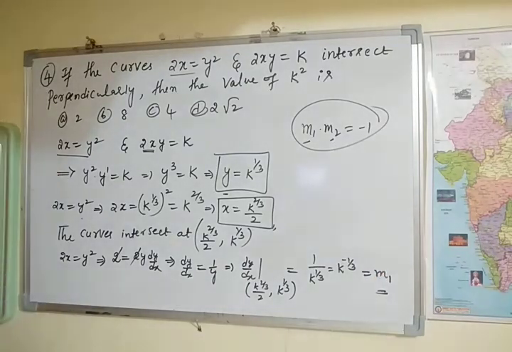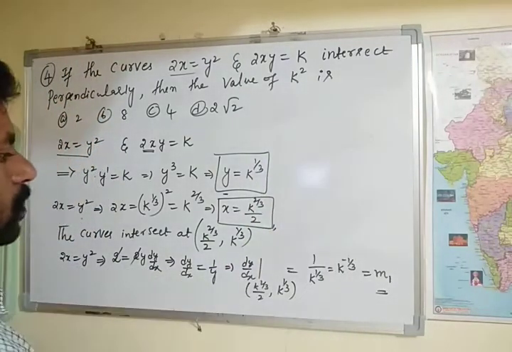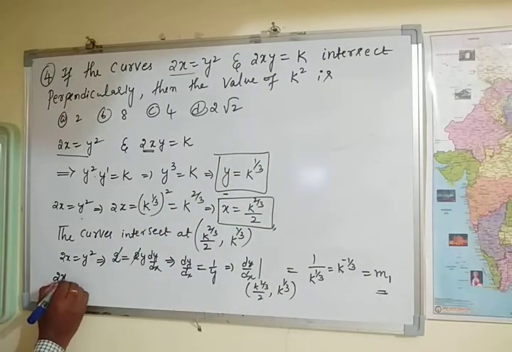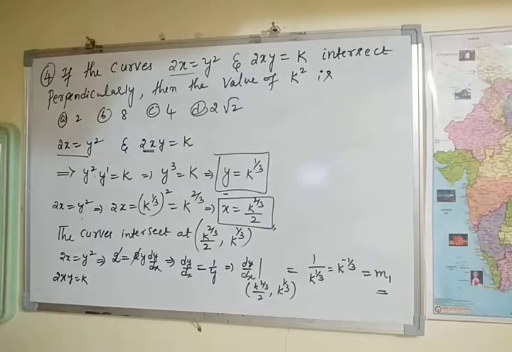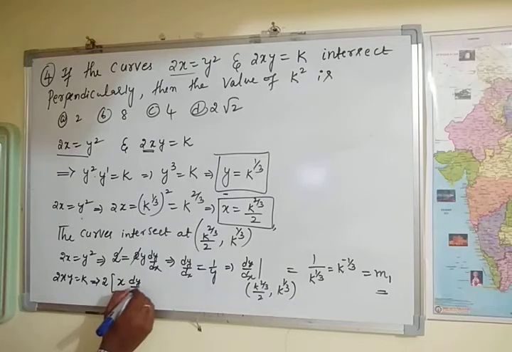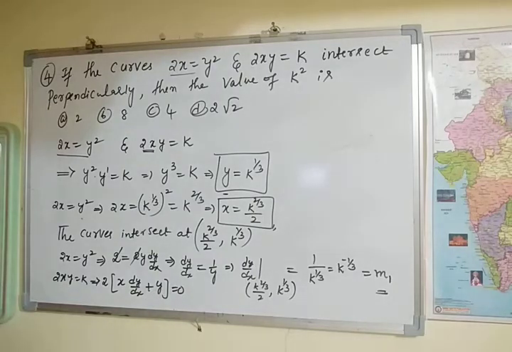Next here we have to find m2 using the second curve. So the second curve is 2xy is equals to k. Now here differentiate with respect to x on both sides. This implies, using the u into v formula, see, 2 is a constant term: first function into the derivative of y, plus y into the derivative of x, which is 1, is equals to the constant term, which is 0. The derivative of k is 0.